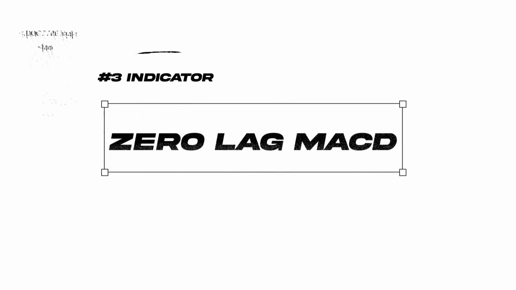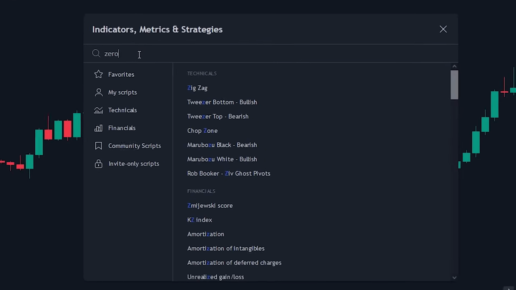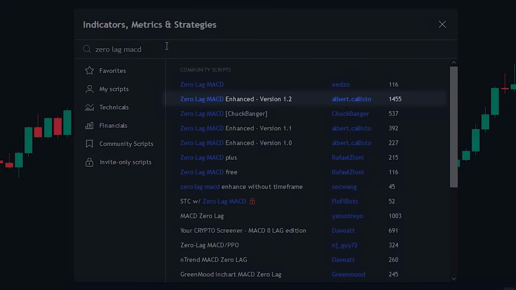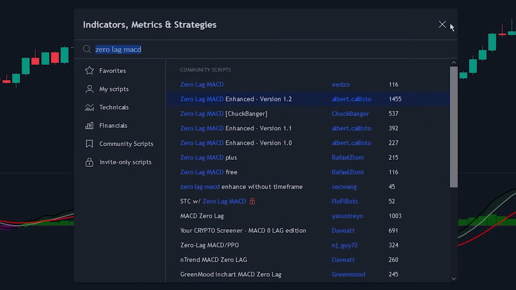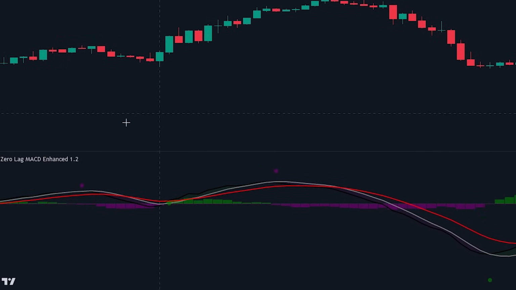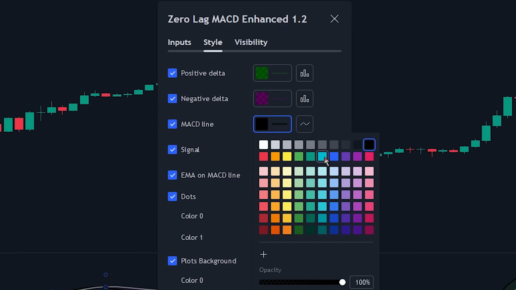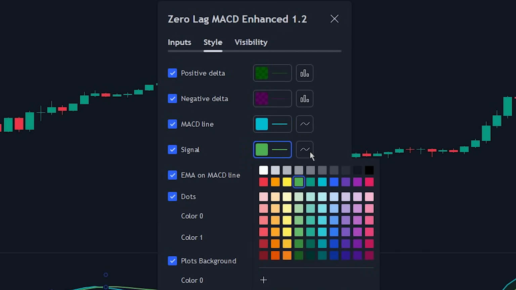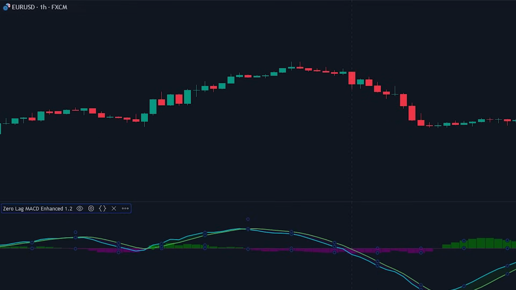The remarkably profitable indicator in third place we will be showcasing is the zero lag MACD. Let's add the indicator to the chart. Search for the zero lag MACD and select the indicator made by Albert Callisto. Now let's change the indicator settings. Click on the Settings tab and navigate to the Style settings. First, we will be changing the colors of the signal and MACD lines to make them more visible. Next, we will be removing the EMA line.